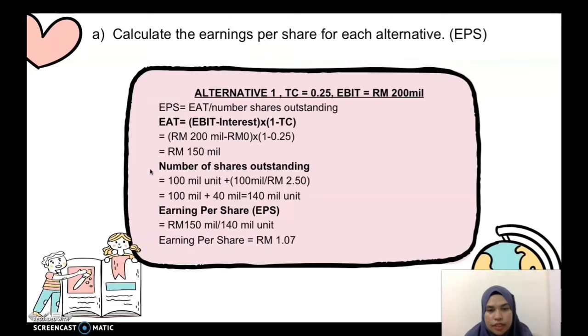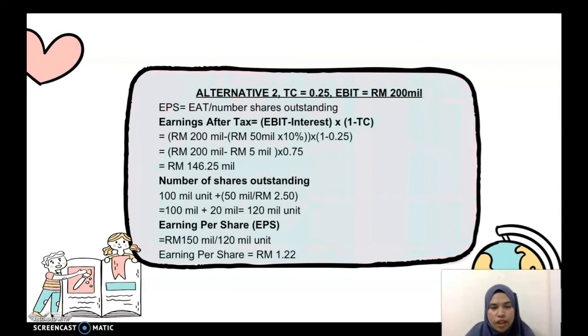The current shares are 100 million plus the new shares, which is 100 million ringgit divided by 2 ringgit and 50 cents per share, and then we get 140 million units of shares. Then we apply the EPS formula. So we get earning per share for alternative one is 1 ringgit and 7 cents.